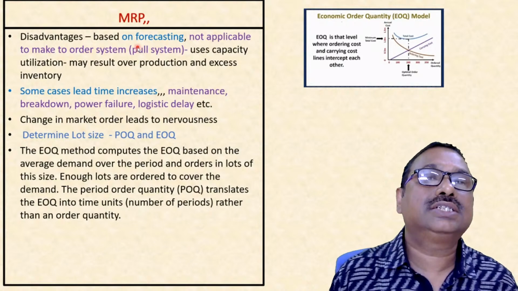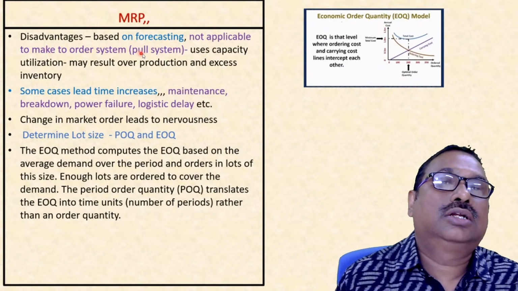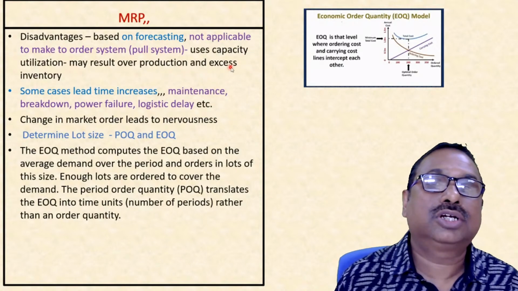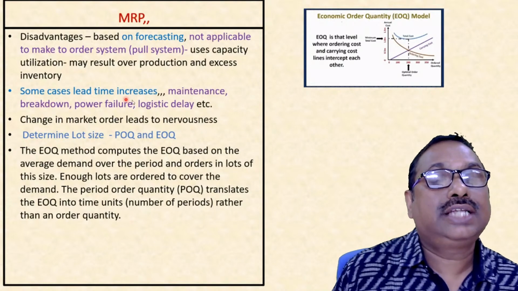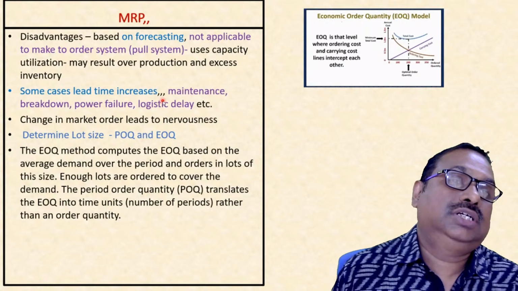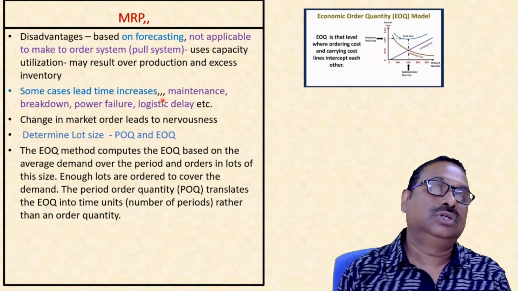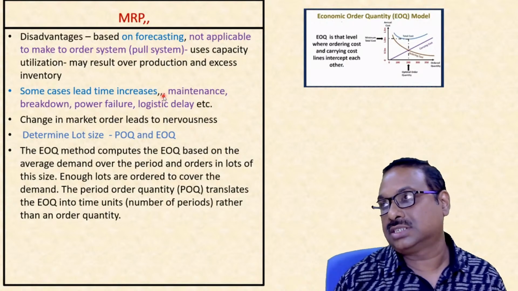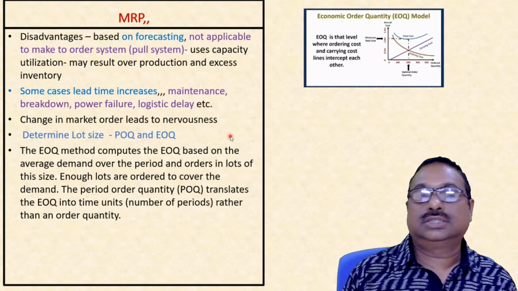The disadvantages: it is based on forecasting, not applicable to a make to order pull system. It uses capacity utilization, which may result in overproduction and excess inventory. In some cases your lead time increases. Why? Suppose there is maintenance or breakdown or power failure or logistics delays, or there are some hartals and strikes. So a change in market orders leads to nervousness.